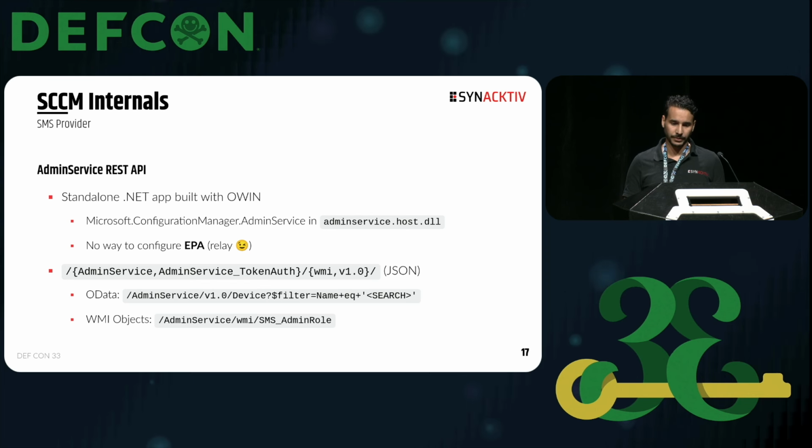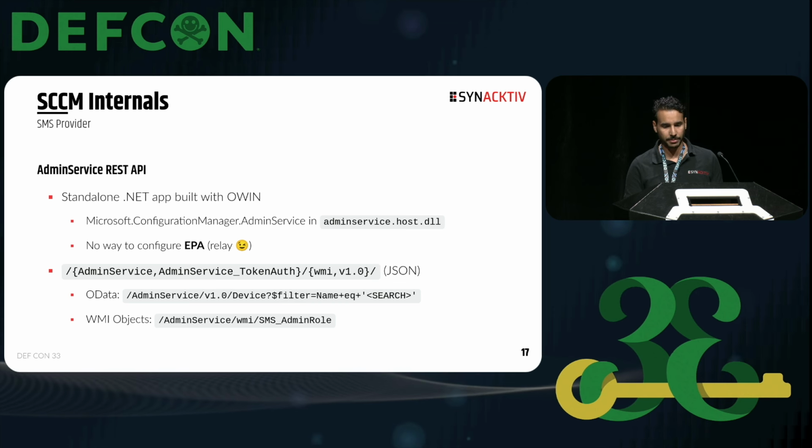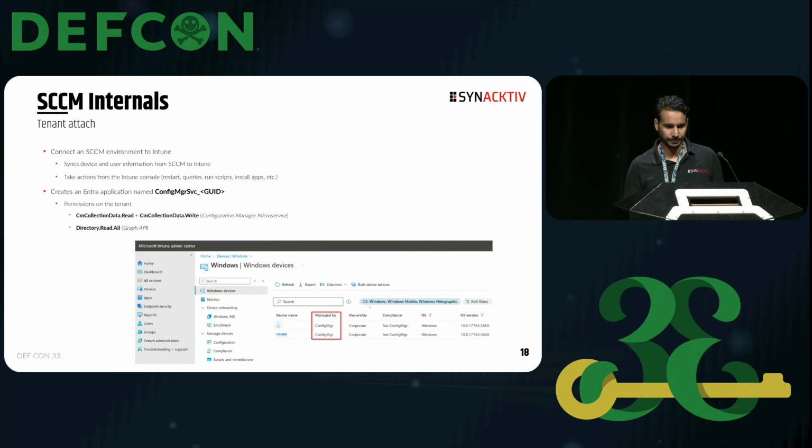And on top of that, the SMS Provider exposes the AdminService REST API. This API offers two routes, one for the OData protocol, another one for WMI, supporting GET and POST operations on over 700 classes. And this API is a .NET application built with OWIN, and there is no way to configure or enable EPA, so this makes it vulnerable by default, by design, to relay attacks. So you can't fix that.